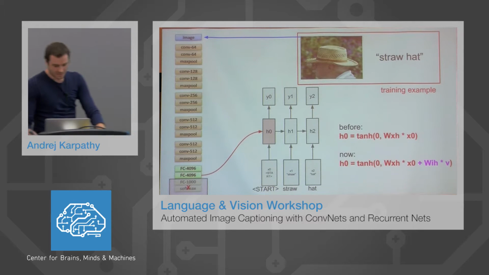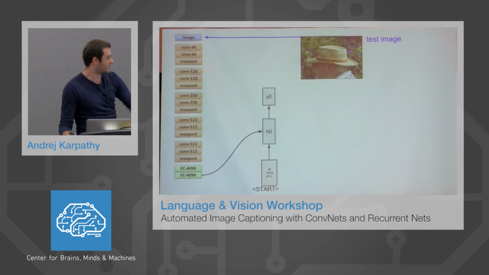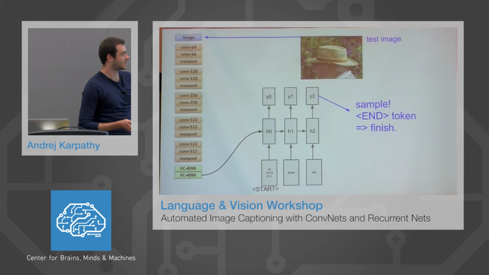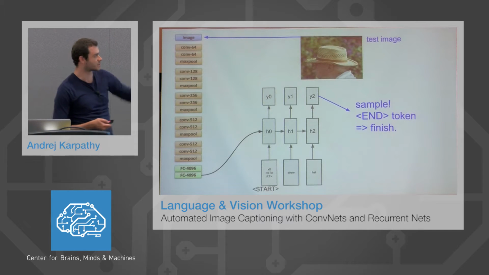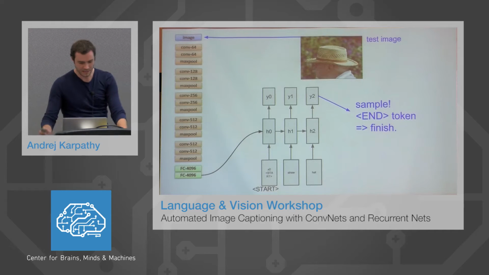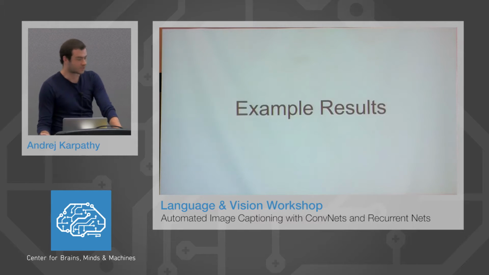So we can train that with backpropagation, and then at test time, we take an image, forward it through the ConvNet, redirect the representation into the recurrent net, and then sample words one at a time until we sample a special end token. And at this point, we've described this image as a straw hat period. We train these networks on image sentence data sets, and then we get some results.